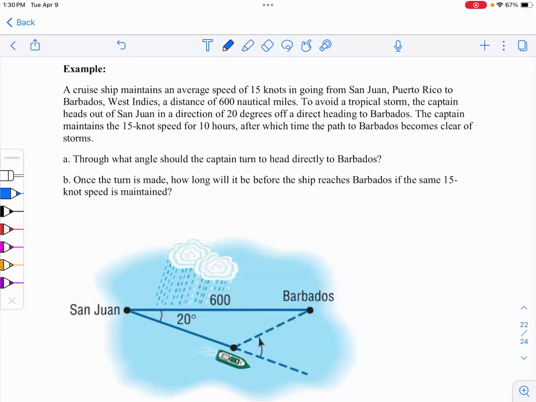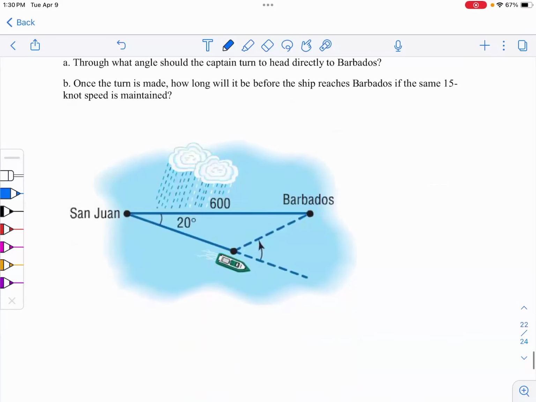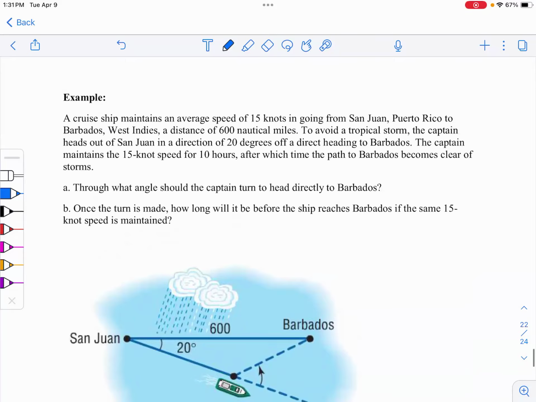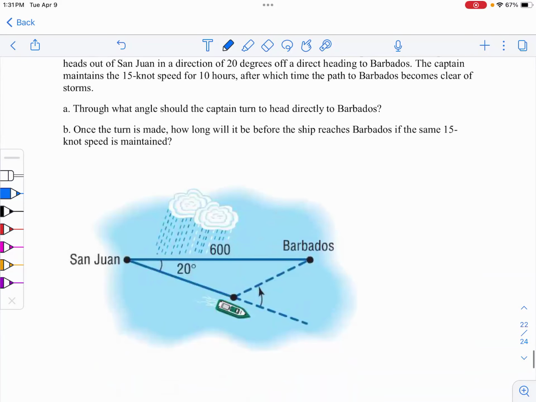Then we have another question. All right, so our picture, and sometimes it's given to us. San Juan to Barbados is 600 miles. He goes 20 degrees off of that. And then he's going 15 knots for 10 hours. So we need a distance. How do we find that?